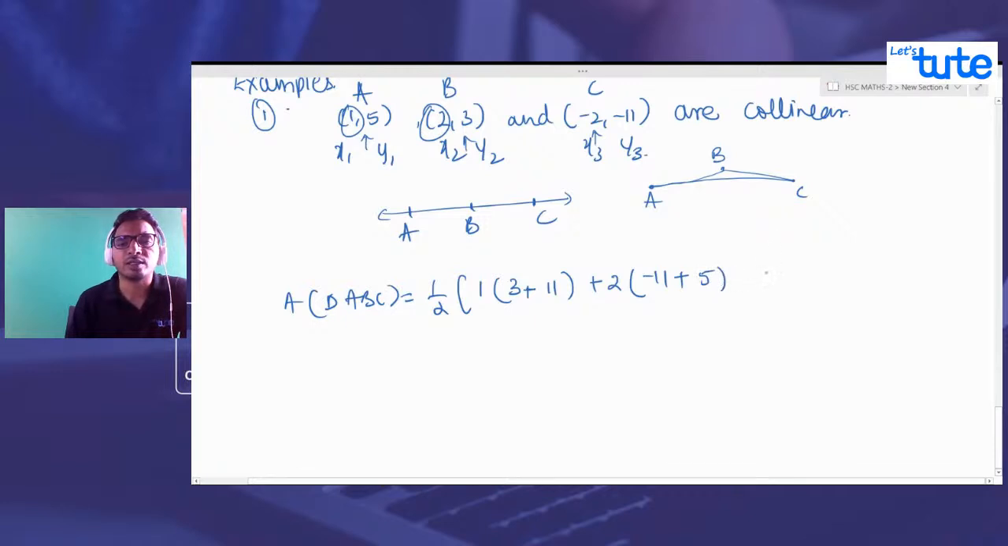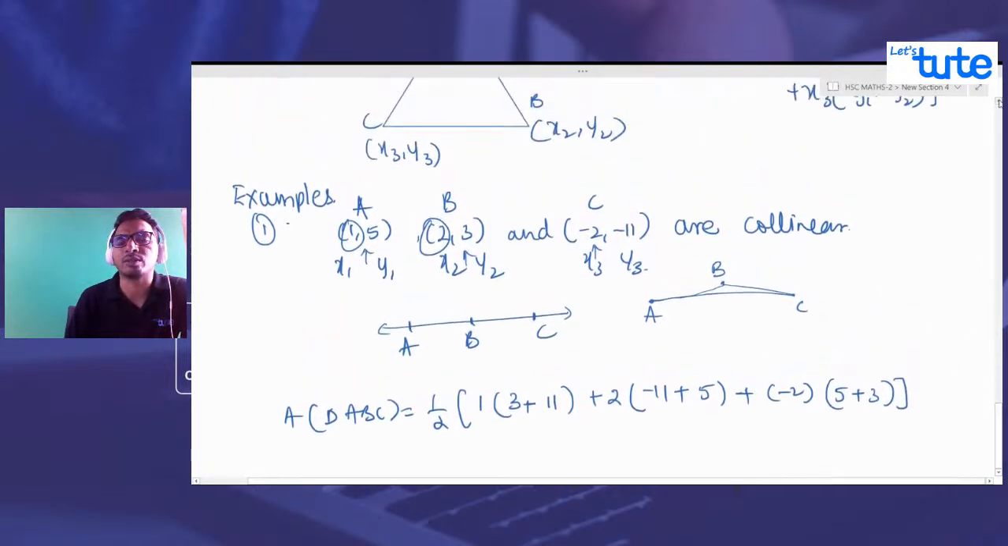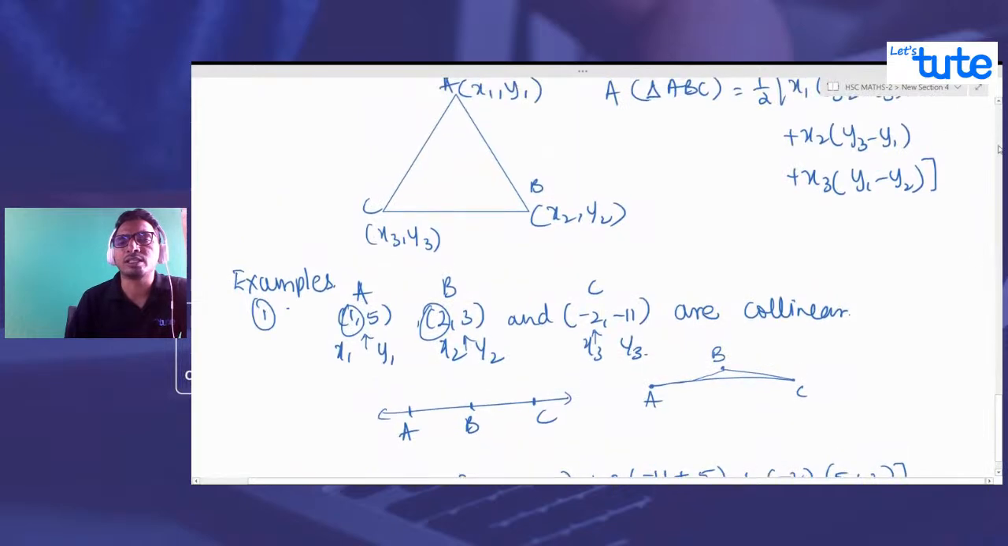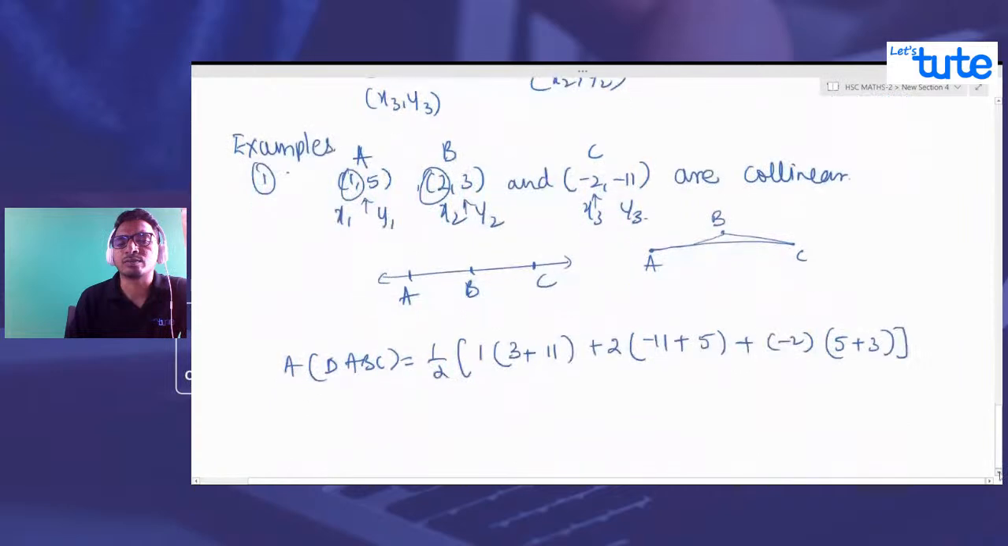Correct? Fine. What about the next term? x3. x3 is -2. And here y1 plus y2. y1 was 5 and y2 was 3. You can just figure out if things are fine, because that's what we learned just now, right? x1, x2 and x3. Correct. Let us just try to see whether what we have done is correct or not.